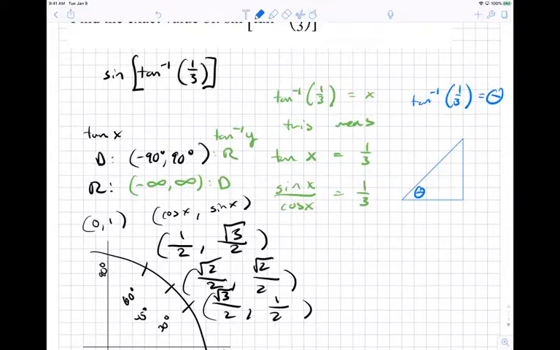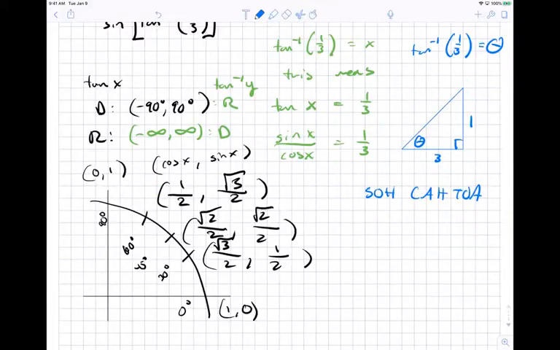How do we remember? SOHCAHTOA, right? So if we did SOHCAHTOA, where does the 1 go? Where does the 3 go? So 1 goes on the opposite side. Opposite goes here. 3 goes on the adjacent. So what are we missing? The hypotenuse. How do we find that?